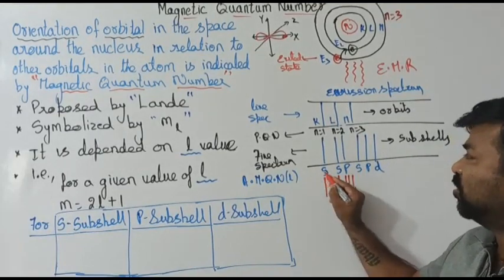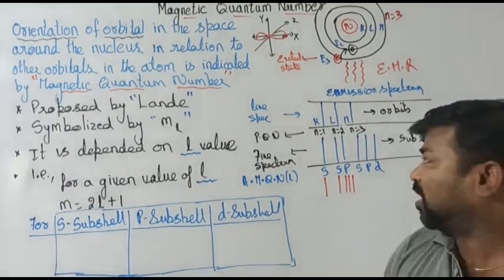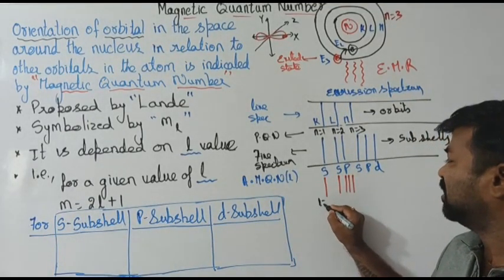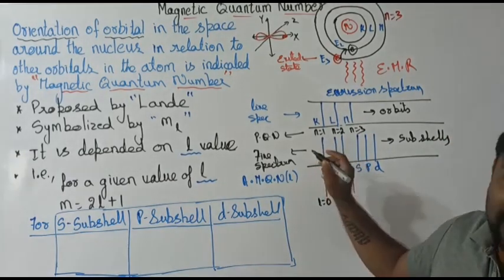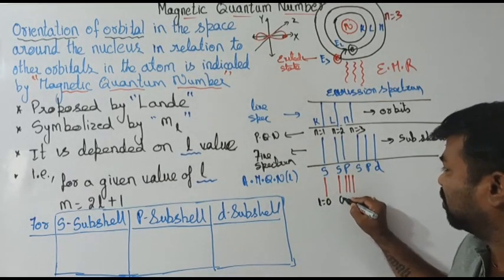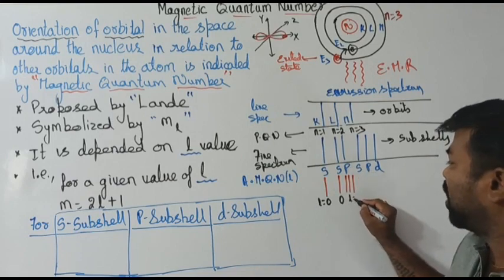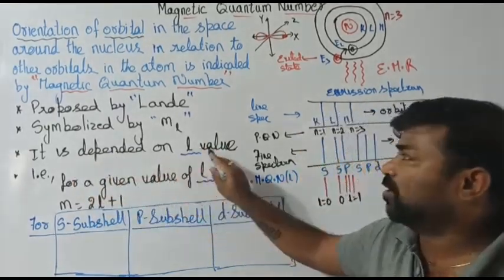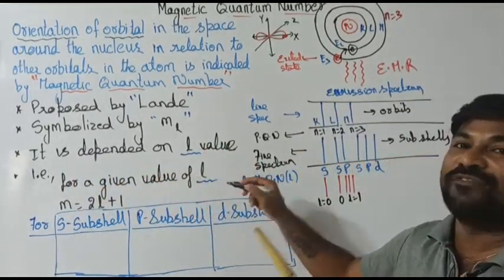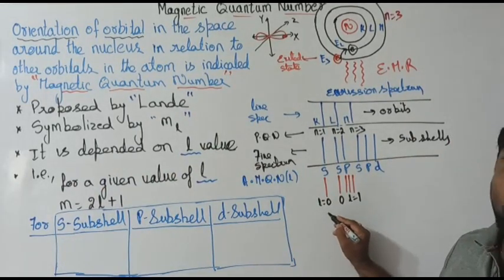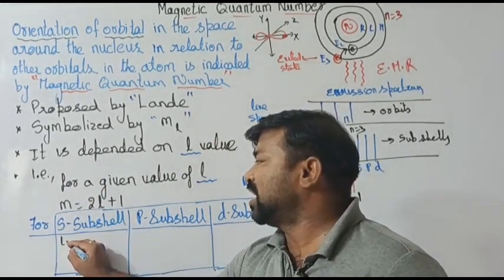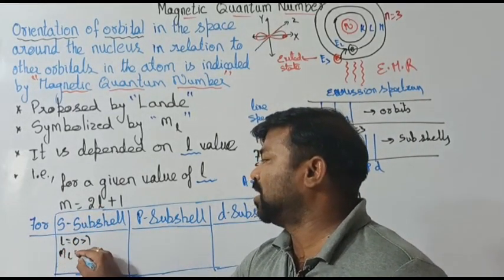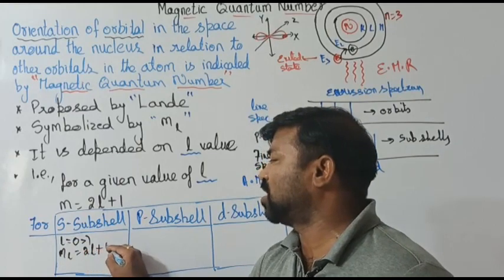So we know the azimuthal quantum number, L value. L is equal to 0 for S, and for P, the L value is 1. We know that. Now for a given value of L, if L is equal to 0, for the S orbital, the formula for the number of ML values is 2L plus 1.